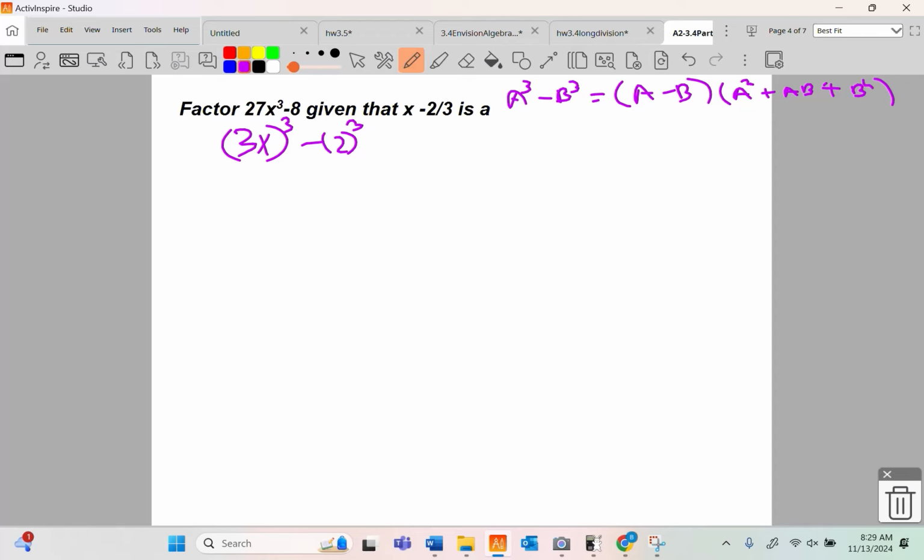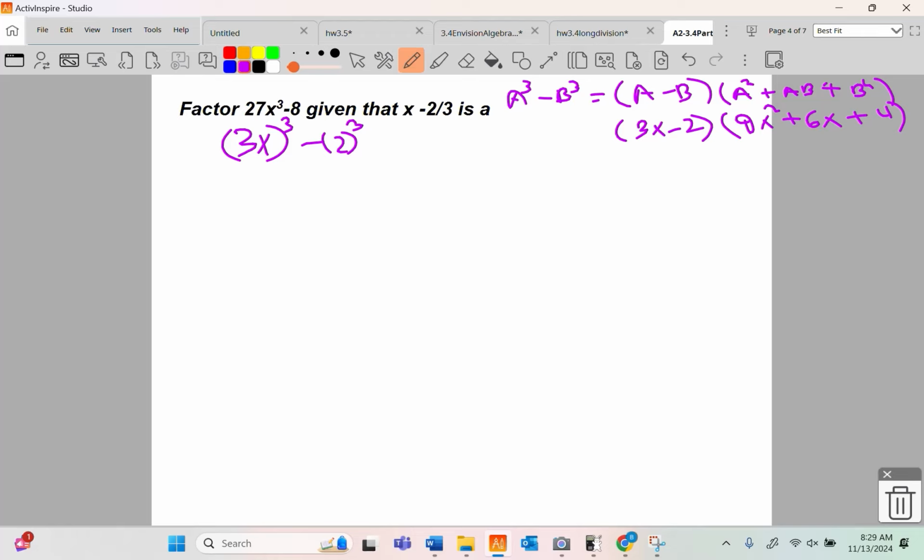So if I plug in my 3x and my 2, I have 3x minus 2. What am I supposed to do with 3x next? Square it. What's 3x squared? 9x squared. What am I supposed to do with the 3x and the 2 here? Multiply it. What do you get? 6x. What am I supposed to do with 2 there? Square it. I get 4.